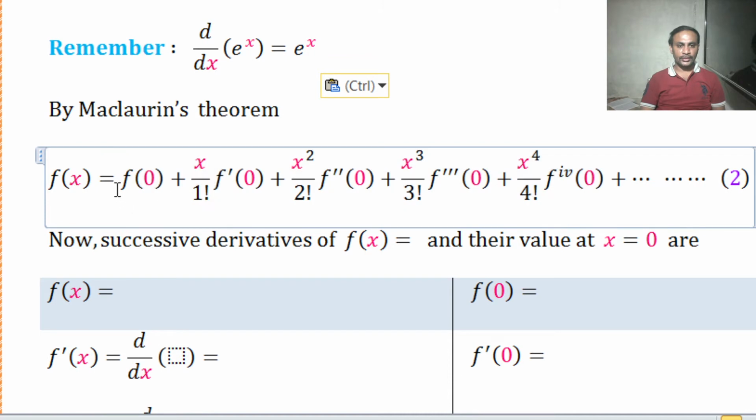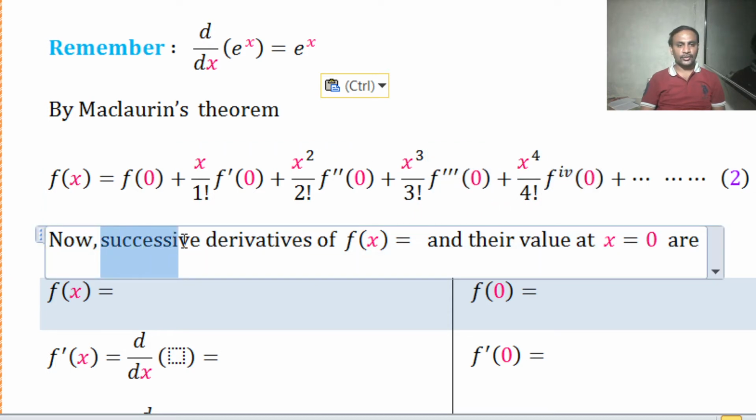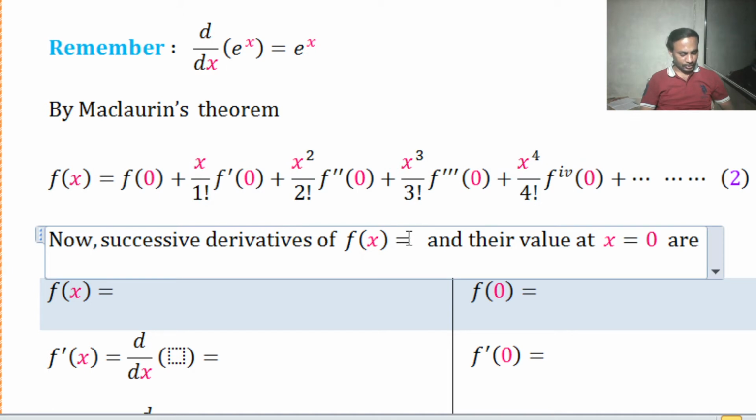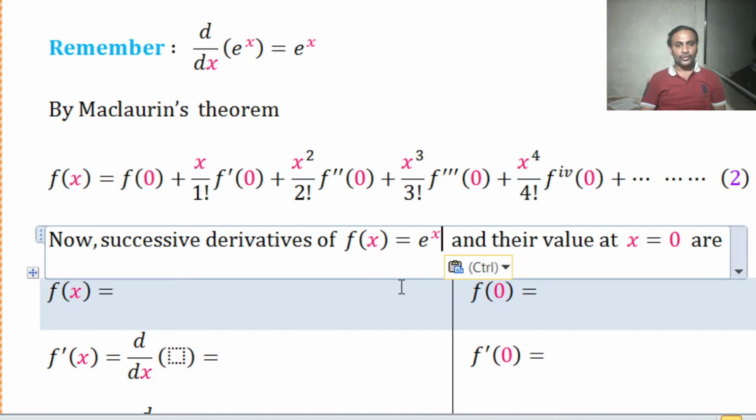Now to find the value of f of 0, f dash of 0, f double dash 0, f triple dash 0, fourth derivative at 0, we have to differentiate given function f of x successively, but here given function is e raised to x, so we have to take derivative of f of x is equal to e raised to x successively, and then we are finding the value of these functions or derivatives at x is equal to 0.